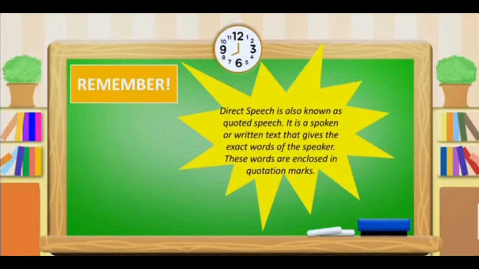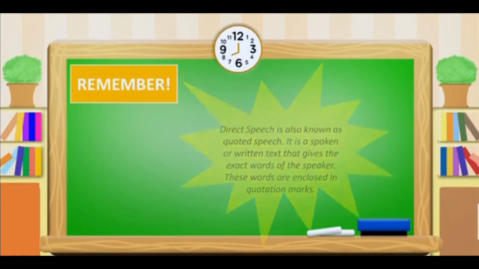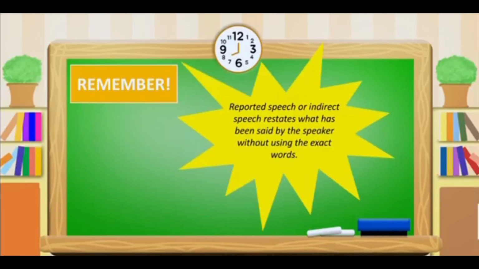Direct speech is also known as quoted speech. It is a spoken or written text that gives the exact words of the speaker. These words are enclosed in quotation marks. Reported speech or indirect speech restates what has been said by the speaker without using the exact words. Be reminded that there are certain rules that we need to follow in order to transform direct into reported speech. Remember that there are changes in the tenses of verbs, modals, pronouns, time expressions, and the kinds of sentences.